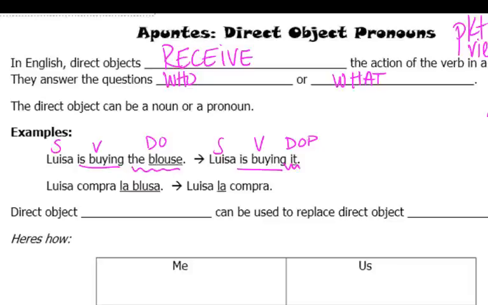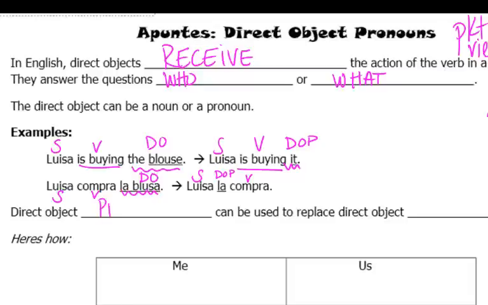In Spanish, Luisa compra la blusa. That's a normal sentence. Luisa is your subject. Compra is your verb. La blusa is your direct object. Luisa la compra. Luisa is your subject. Compra is your verb. And la is your direct object pronoun. Notice that the order of the sentence changes a little bit.